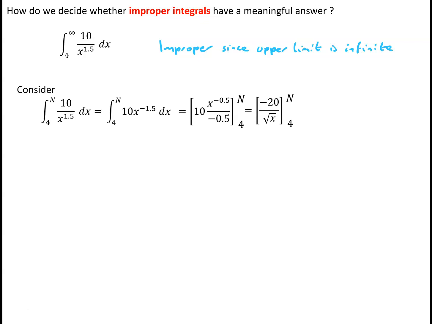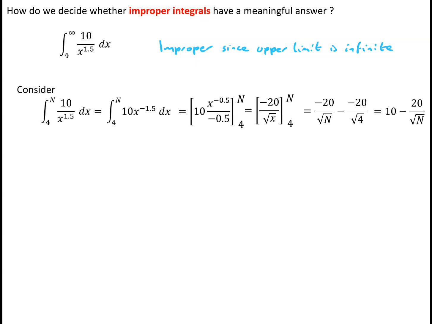So putting the limits in, I'm getting the value of this integral is minus 20 over root n, take away minus 20 divided by root 4, which is the same thing as 10 take away 20 over root n.